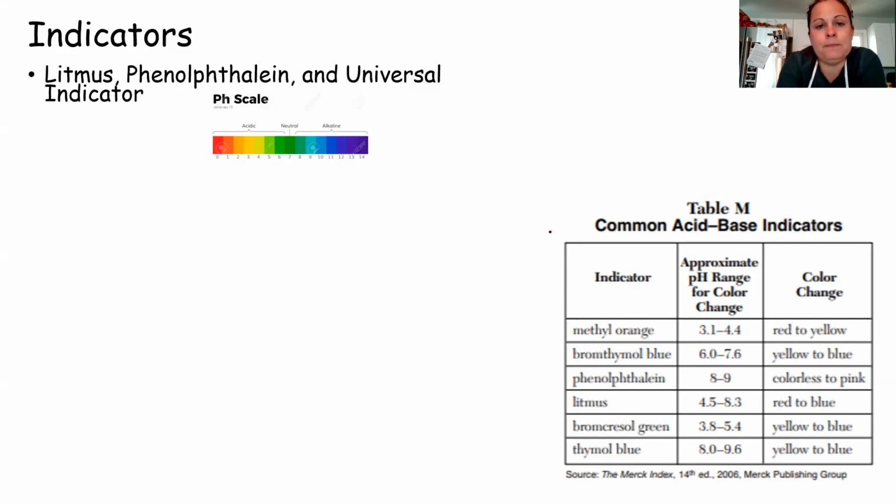Universal indicator was used in our very first lab activity, and I have included that color scale here. I really like universal indicator because it has so many different color spectrums, so you can really accurately identify the pH level based on the color. As you see on table M over here, universal indicator is not a Regents indicator. However, it is one of my favorites just because it is so accurate.